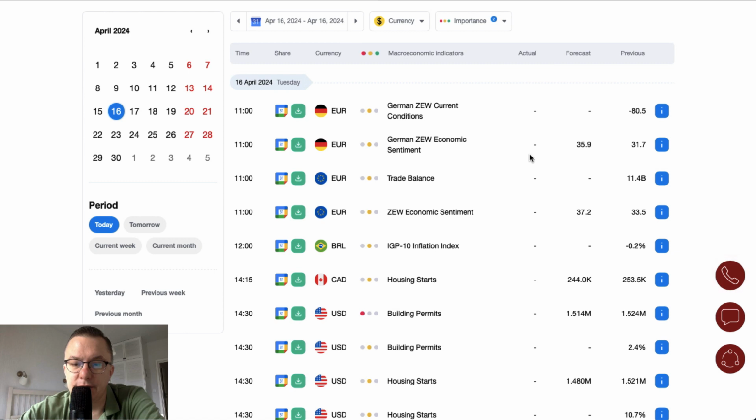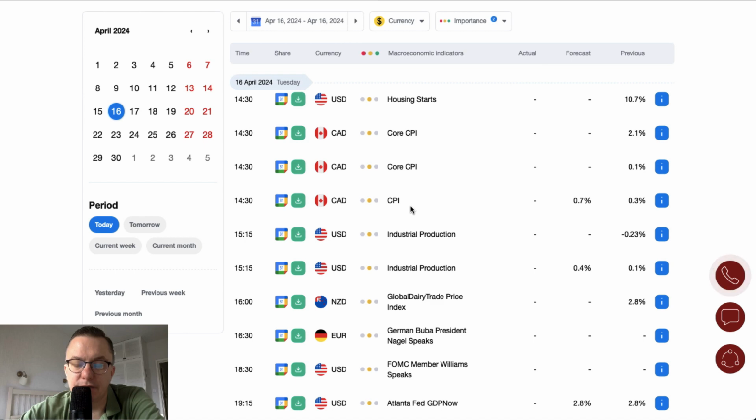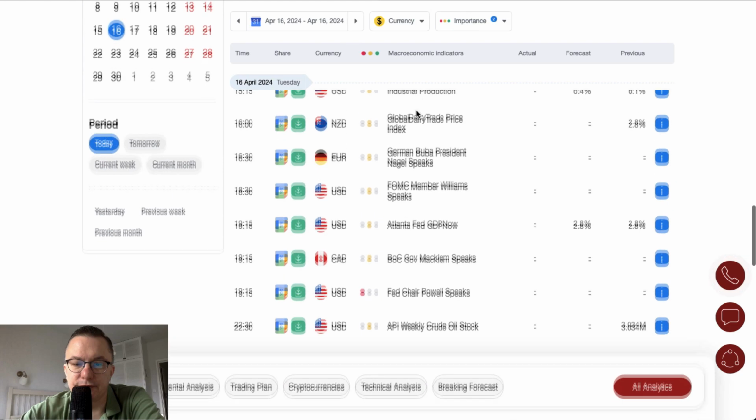German ZEW current conditions and economic sentiment data are scheduled for release at 11 o'clock, together with the economic sentiment for the Eurozone and the trade balance for the Eurozone. Housing starts in Canada are scheduled for release at 2:15, and then 15 minutes later, building permits from the US together with the housing starts are expected to be released. Core CPI and CPI data from Canada is scheduled for release at 2:30. Industrial production from the US is scheduled for release at 3:15.